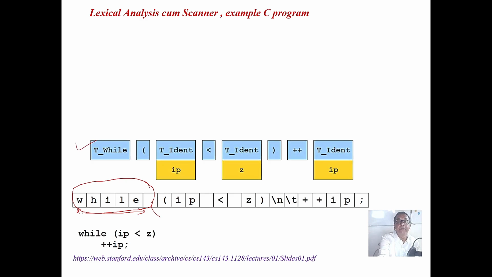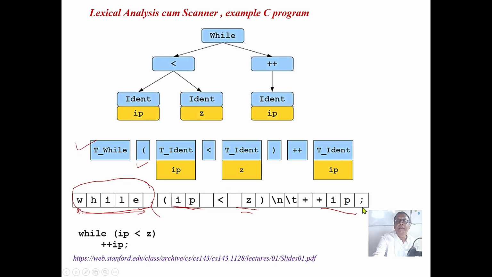So this is a token, while is a token. This opening bracket is a token. This i goes to the symbol table because it's an identifier. And then the z also goes to the symbol table. It already has entries up there. Then these are the outputs.